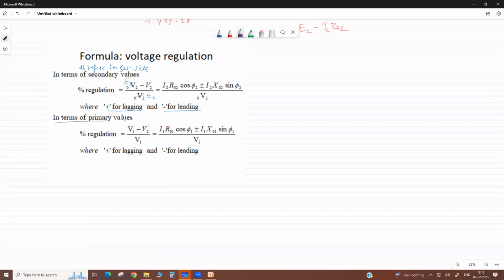This is as referred to the secondary side, and this is as referred to the primary side. So here this is V1 minus V2 divided by V1, the no load voltage. And here please correct this also. For any power factor you write phi 1, because it is the overall power factor of the transformer.